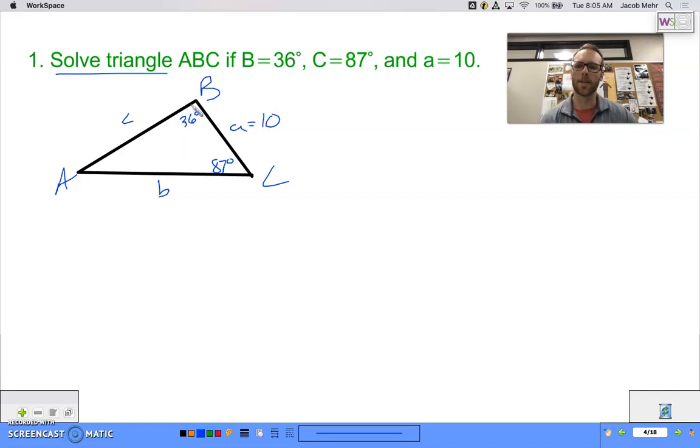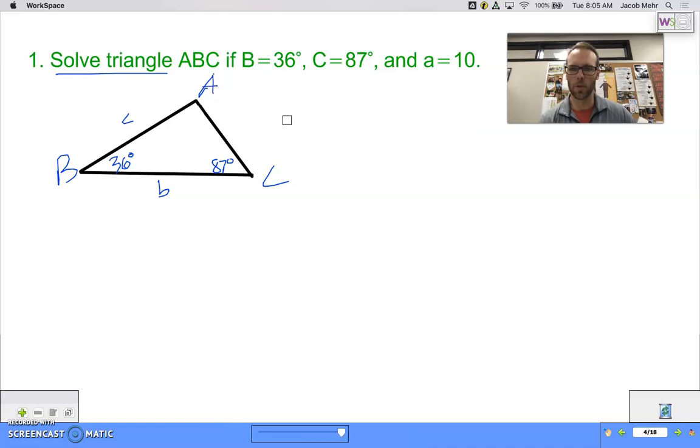Now, looking at this, this probably shouldn't be my 36 degree angle. That looks more like this one. So I'm going to switch where A and B are located. I'm going to put my 36 there. I'm going to call that B. So that switches this to A, and it's going to end up switching all of the side lengths here. So A is 10, this is B, this is C. Okay, so I feel good about my sketch.